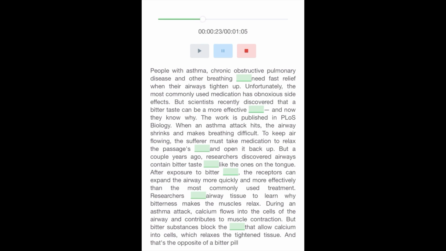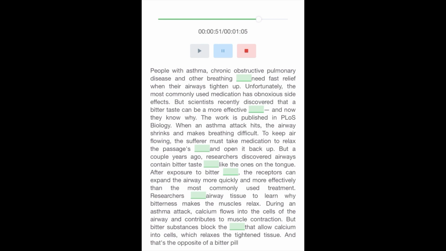When an asthma attack hits, the airway shrinks and makes breathing difficult. To keep air flowing, the sufferer must take medication to relax the passage's muscles and open it back up. But a couple years ago, researchers discovered airways contain bitter taste receptors like the ones on the tongue. After exposure to bitter substances, the receptors can expand the airway more quickly and more effectively than the most commonly used treatment. Researchers examined airway tissue to learn why bitterness makes the muscles relax.